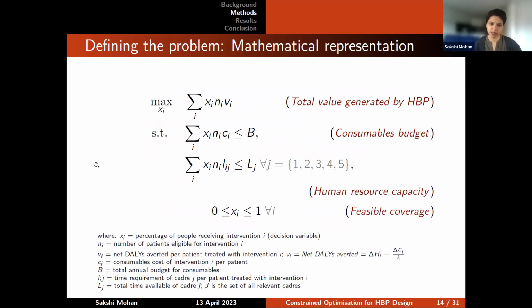Now, following the general framework, we can represent this problem as represented by the set of equations on this slide. As you see here, the resource constraints have essentially been split into 2. So you have the consumables budget constraint, which ensures that the amount of money that is spent to buy the consumables for the choice of interventions is less than or equal to the total consumables budget B. The second constraint here applies to the 5 health worker cadres. And what we try to do is to make sure that the patient-facing time that is required to deliver the choice of interventions is less than or equal to the total patient-facing time available under each cadre.